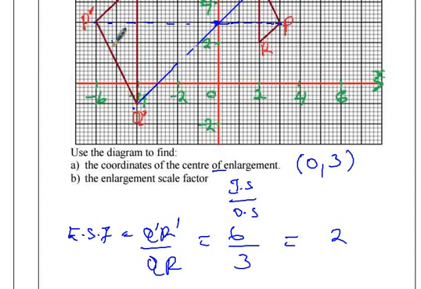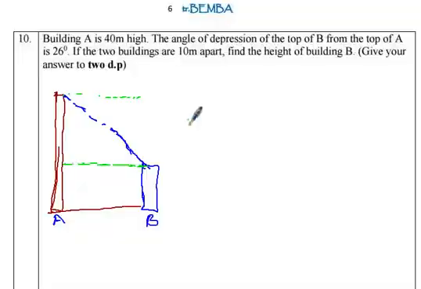And so whenever we are carrying out an enlargement and we find out that the two are on opposite sides of the center of enlargement, then to show that, we attach a negative sign to this answer. So our enlargement scale factor is going to be -2, and the negative in that case simply means that the object and the image are on opposite sides of the center of enlargement.